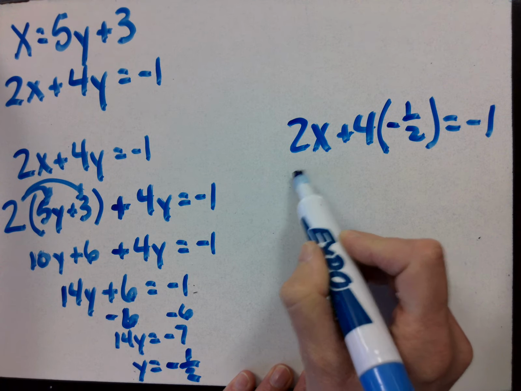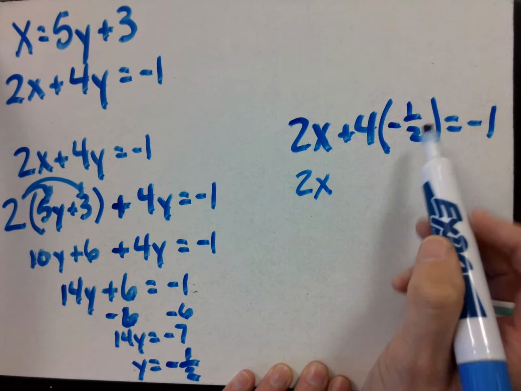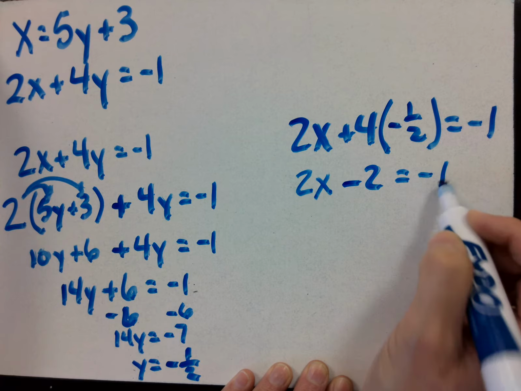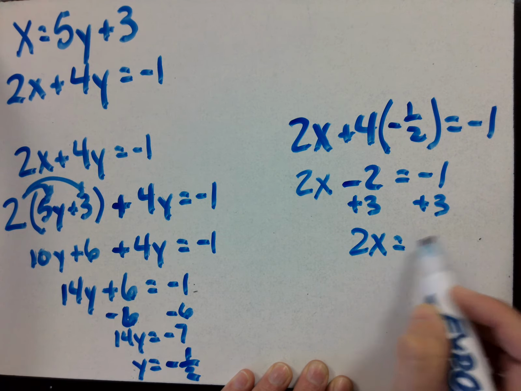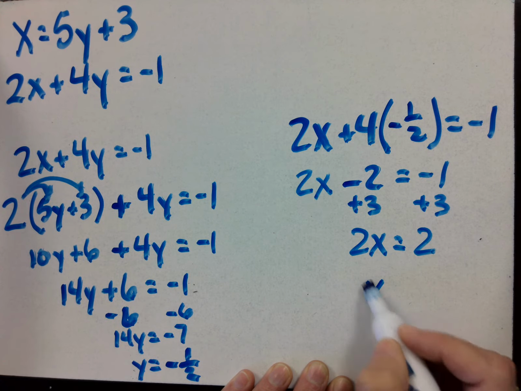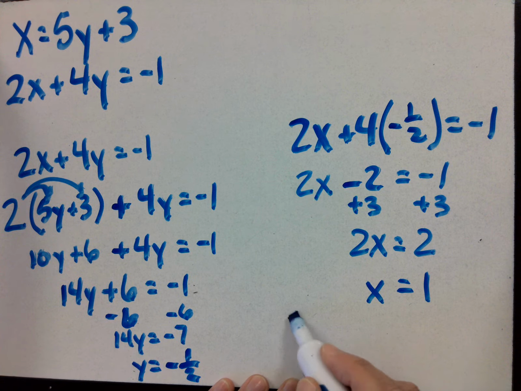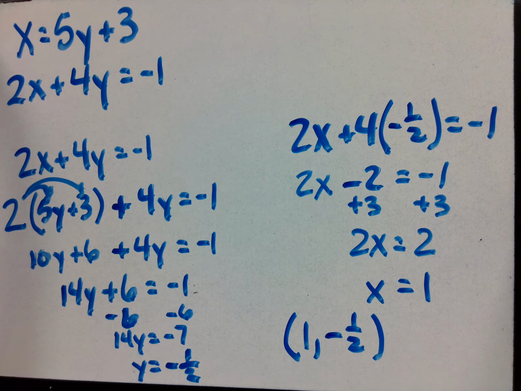So now I get this, 2x. Now 4 times -1/2 is -4 over 2, which is -2. I'm going to add 3 on both sides. I get 2x equals 2. Divide by 2 on each side, and I get x equals 1. So my ordered pair, my solution to this system is 1, -1/2.